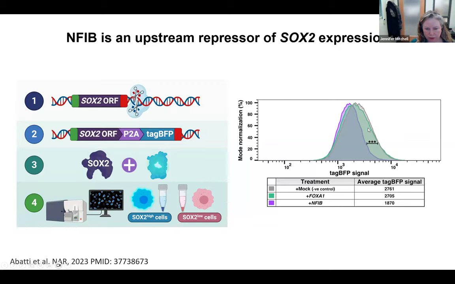So you can see the green sort of overlays the gray, which is the control. And we think this is because FOXA1 is already expressed at pretty high levels. But when we express NFIB at higher levels, we actually saw this really significant shift to downregulation of SOX2. So indicating that NFIB could indeed repress SOX2 activity, we think, through this distal enhancer cluster.